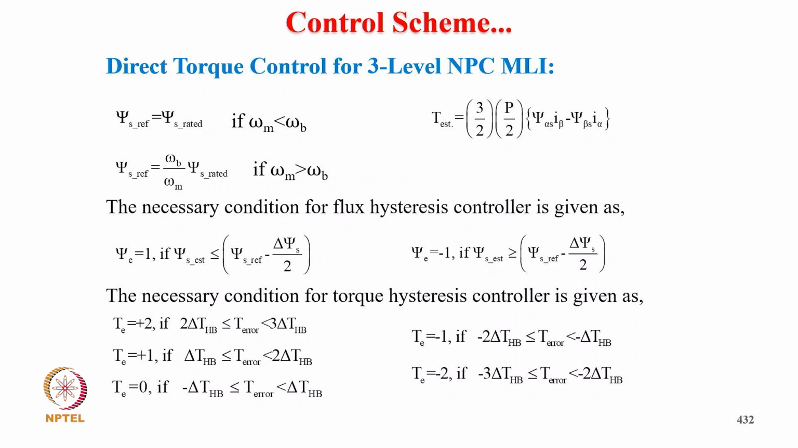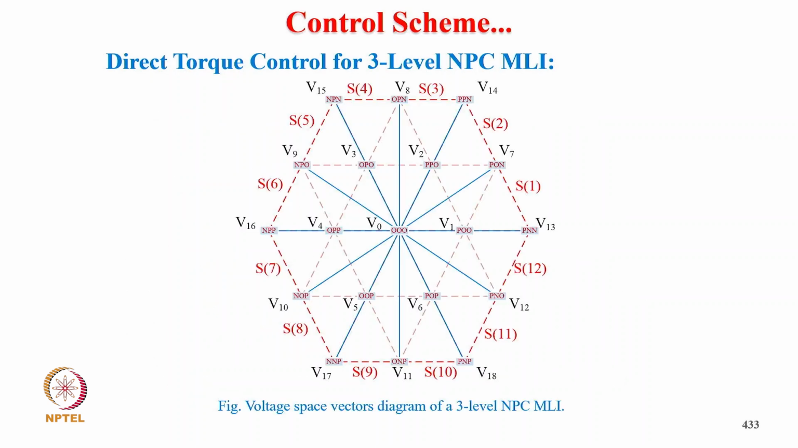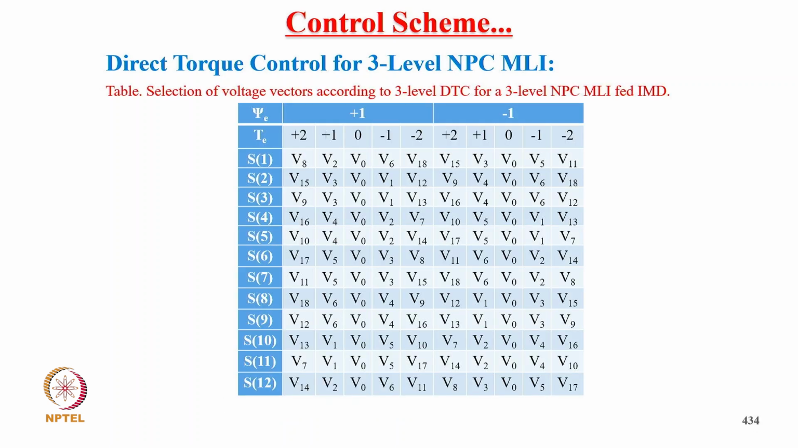So the necessary condition for the torque hysteresis control is given as T equal to plus 2 if the torque error is between 2 tb and 3 tb, and T equal to plus 1 if the torque error is between tb and 2 tb, and T equal to 0 if it is between minus tb and plus tb, and T equal to minus 1 if between minus 2 tb and minus tb, and T equal to minus 2 when it is between minus 3 tb and minus 2 tb. And this is the direct torque control 3 level voltage space vector diagram of the 3 level neutral point clamp, and this is simply the selection table of voltage according to the 3 level.